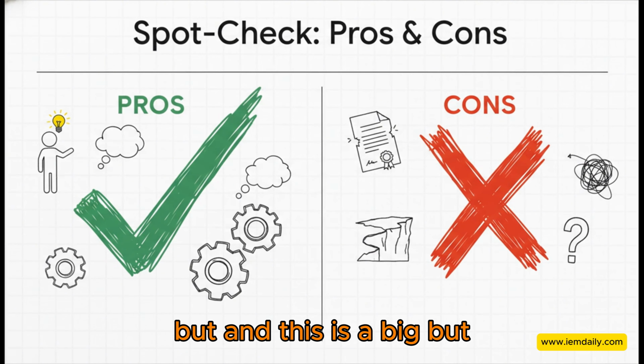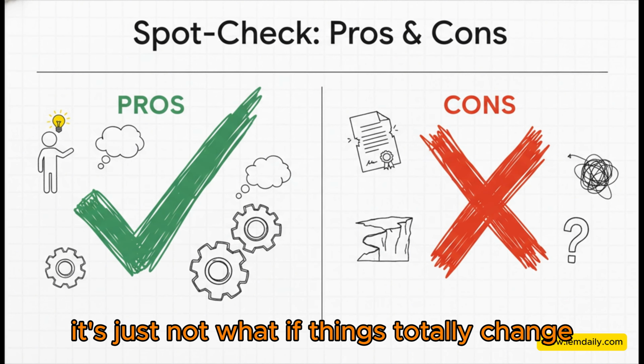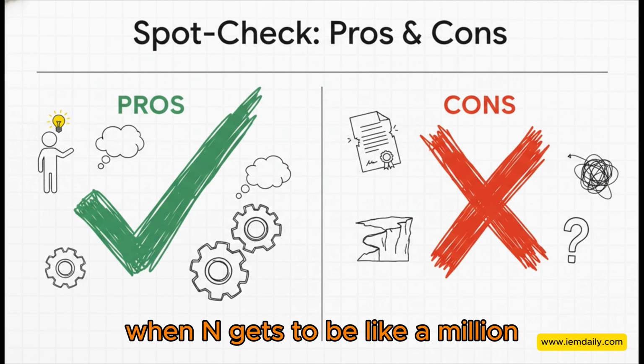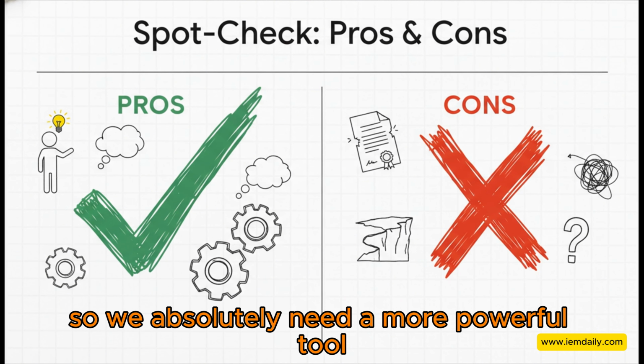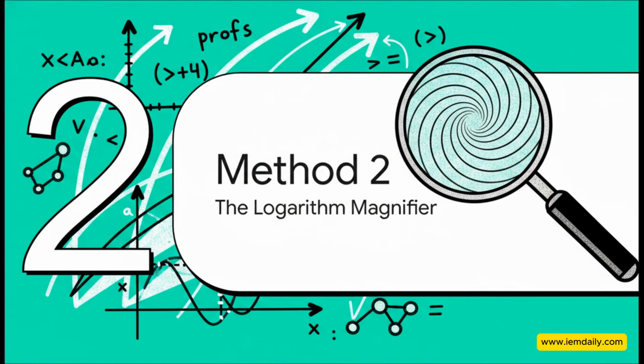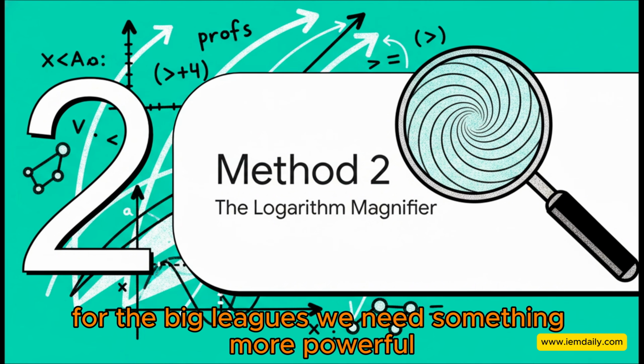Okay, and this is a big but. Here's the catch. While this spot check is fantastic for getting a quick gut feeling, it's not a formal proof. It's just not. What if things totally change when n gets to be like a million? For an exam or a tech interview, you need something way more solid. This method can sometimes even trick you, so we absolutely need a more powerful tool. So yeah, that spot check method just isn't going to cut it for the big leagues. We need something more powerful.